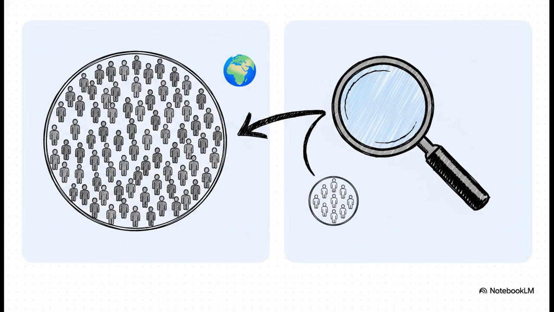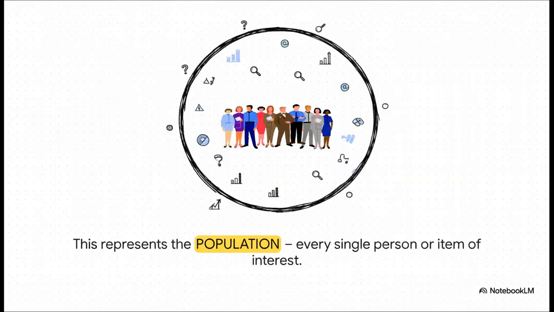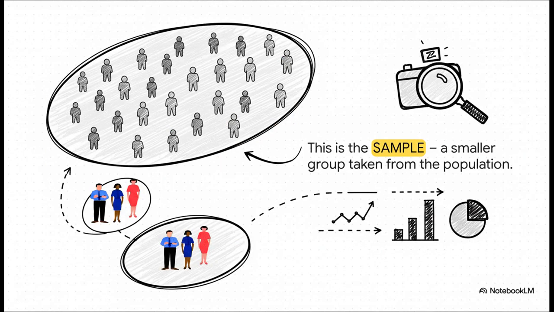Let's make this visual. This big crowd here, that represents the whole population. It's every single person we want to learn something about. It's the complete set. And this smaller group we pulled out? Yep, that's our sample. Because we can't possibly talk to everyone in that huge crowd, we study this small group instead. It's our snapshot. It's our window into that bigger picture.